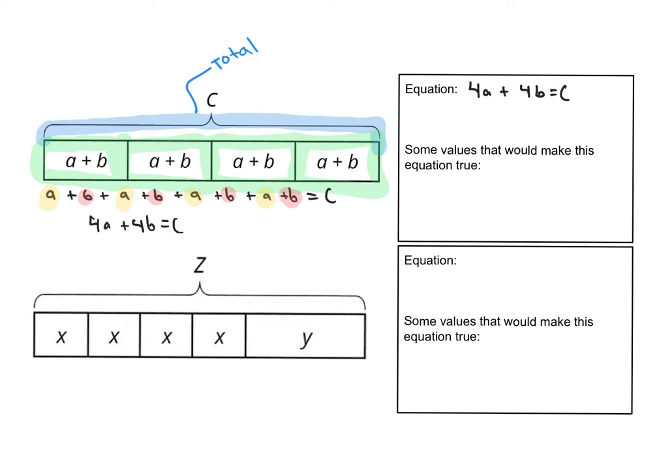Or we could write that in factored form, where we pull that 4 out. And so what we have is 4 sets of A plus B all equals C. And with these general situations, we can go ahead and just choose some values that would make this equation true. And there are 2 ways to do this. There's an easy way and then a little bit more challenging way. Let's start with the easy way.